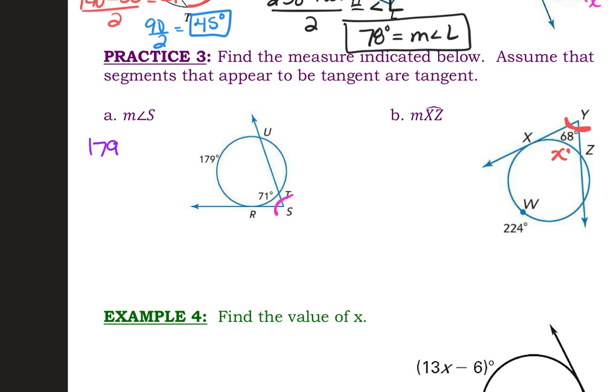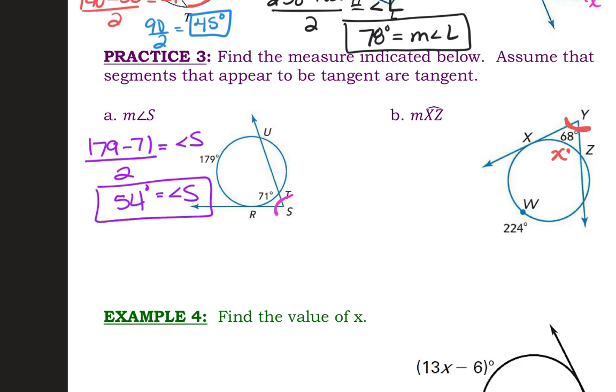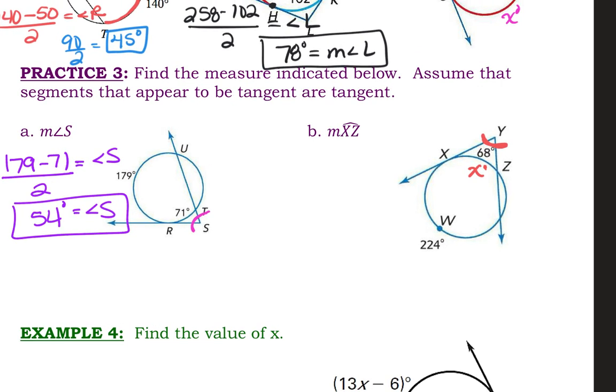179 minus 71 divided by 2 is 54. Your final answer? Okay, 54, class? Yeah, okay, so that's going to be angle S. Thank you, sir.